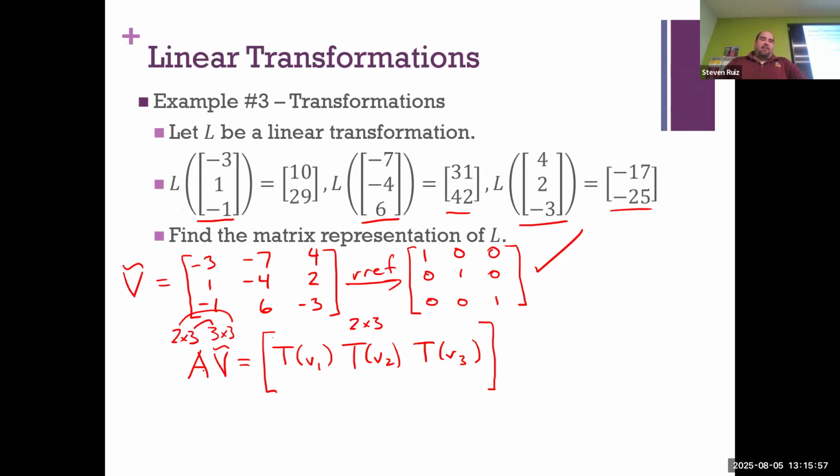So I want to isolate A. How do we do that? Multiply V inverse on the right. So A V tilde times V tilde inverse equals this big matrix times V tilde inverse. What is this, TV1, TV2, TV3? I guess I should be calling it L. But what does this matrix look like here?